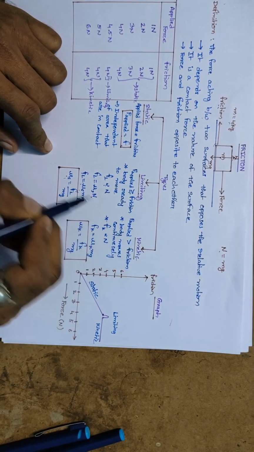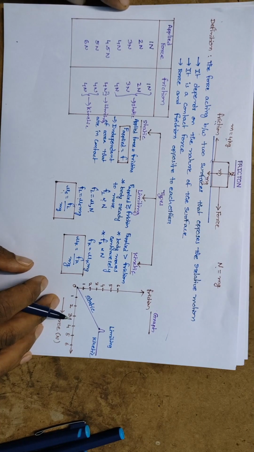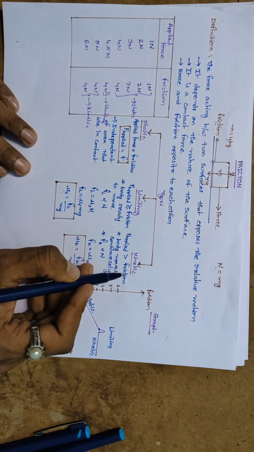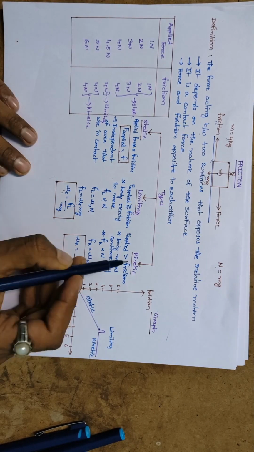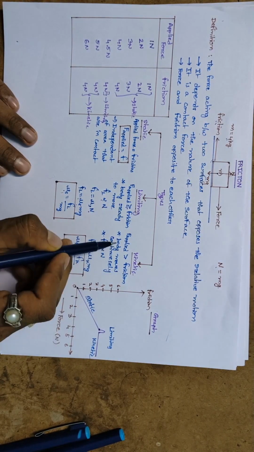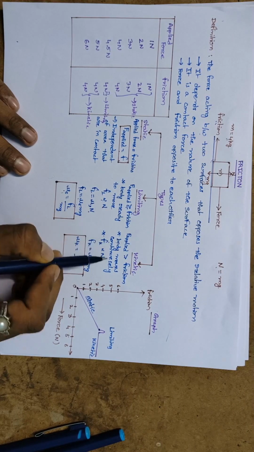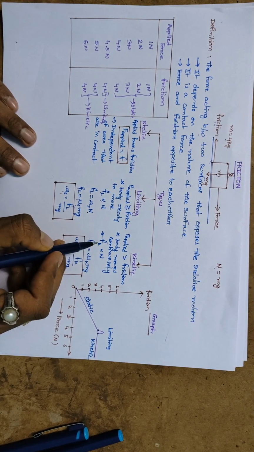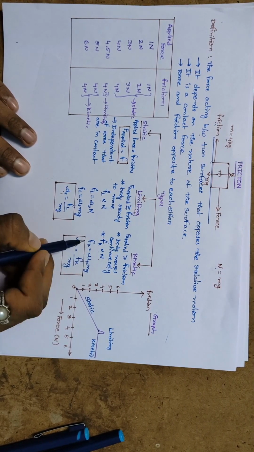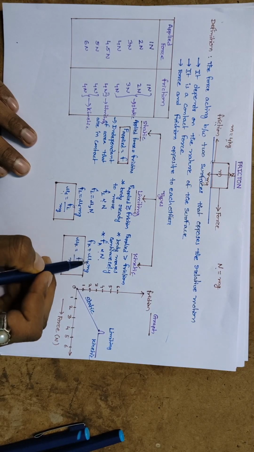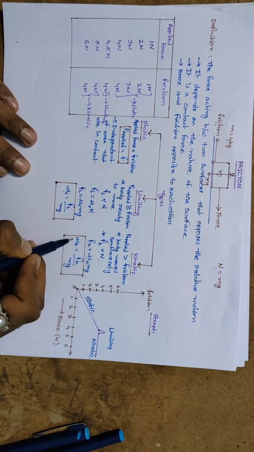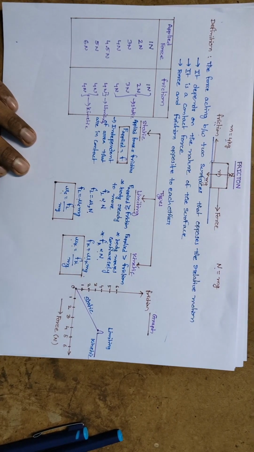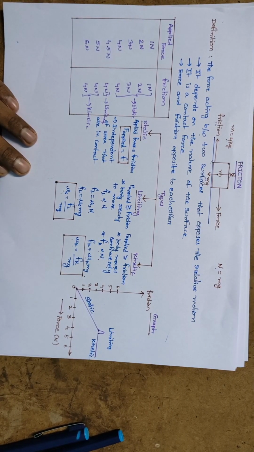Now coming to the kinetic friction. In this case, my applied force is much greater than the friction. In this case, the body moves continuously. So here also Fk is directly proportional to N. Fk is equal to some constant mu k into mg. So bringing this mu k to the left side, mu k is equal to Fk by mg.